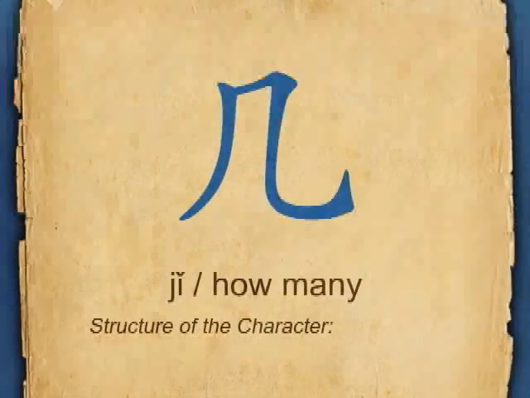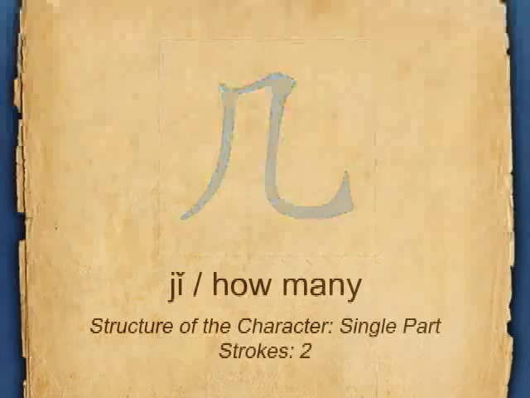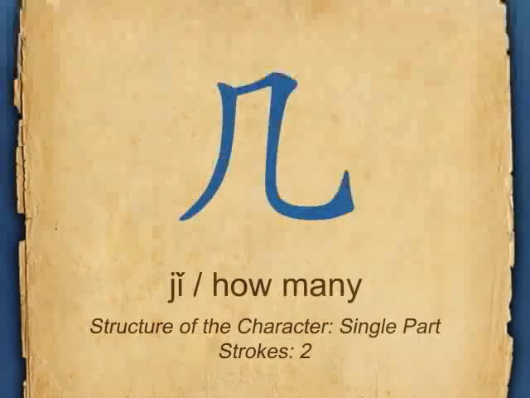We have more characters to analyze today. They are 几, 岁, and 谁. Here is 几. What kind of structure does 几 have? Yes, it's single part. How many strokes does 几 have? 几 has two strokes. 撇 is first, then 横折竖弯钩。几 is a radical character. It's a root word for many Chinese words.